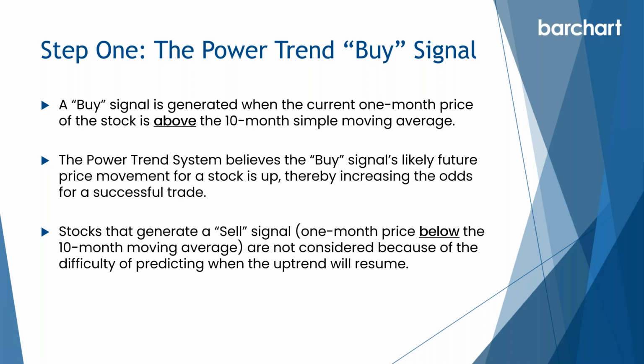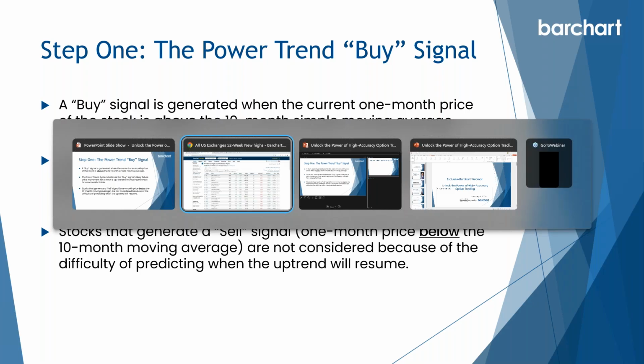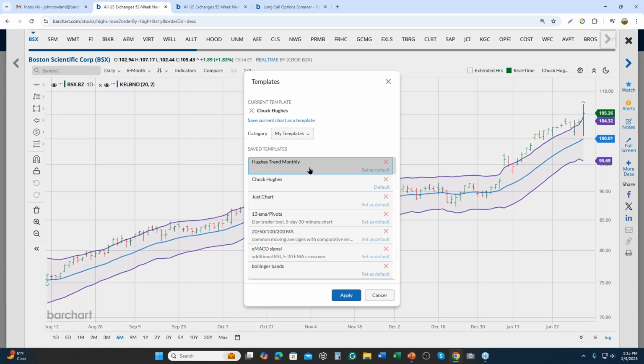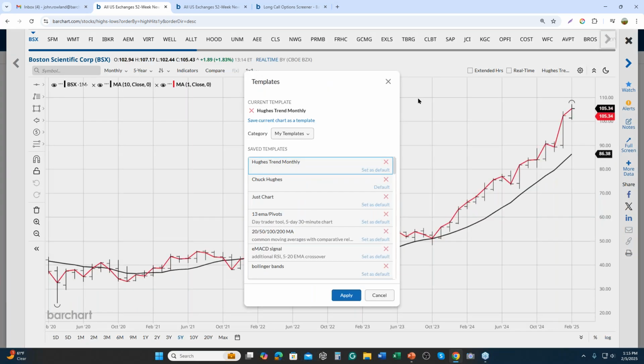Let's not get too far ahead of ourselves. Let's go to your step 1. So first you generate this buy signal, based on the 1-month price above a simple 10-month moving average, right? Correct. We want to make sure the price of the stock is in a price uptrend, and we want to avoid stocks that are in a price downtrend.